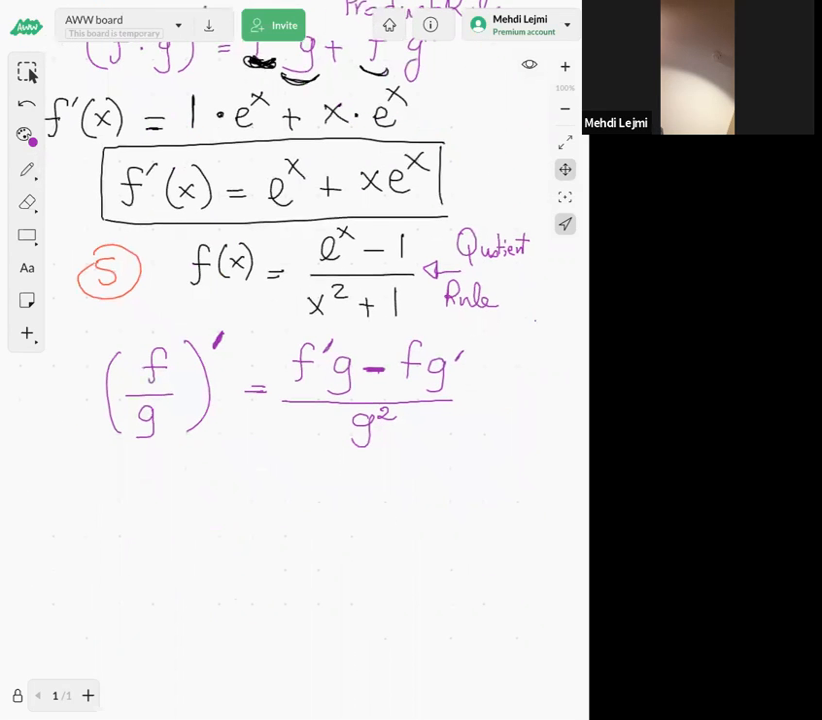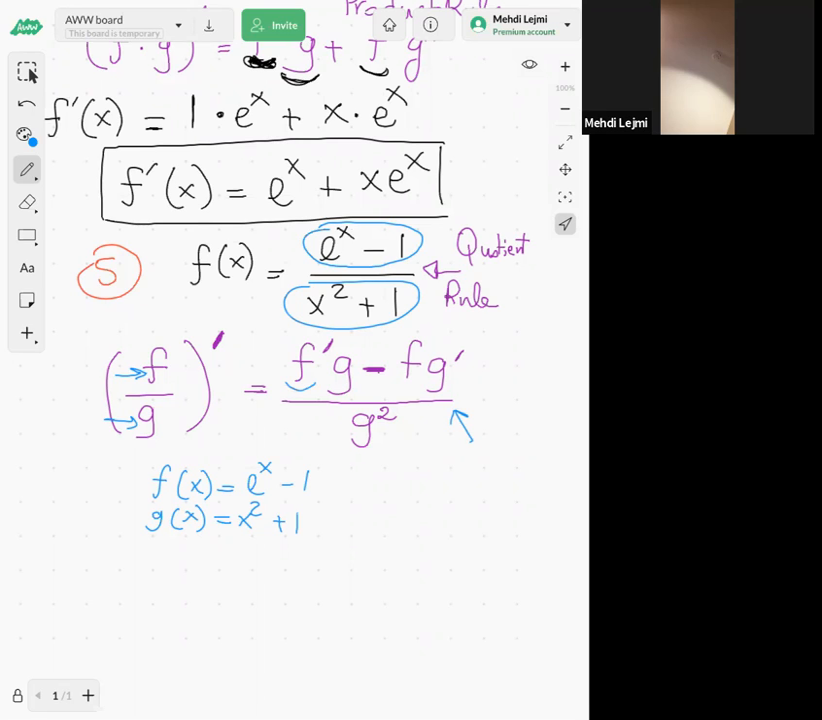So in my example, f would be the top, f of x, that's e to the x minus 1. And the denominator g, the bottom, is x squared plus 1. So that's my f, that's my g, and this is my quotient rule. Now in the quotient rule, you have to compute f prime times g minus f times g prime, over g squared.